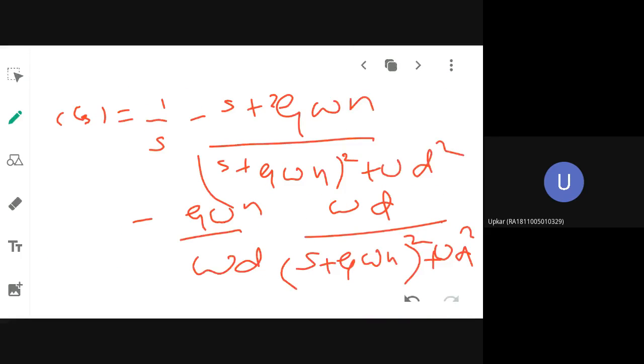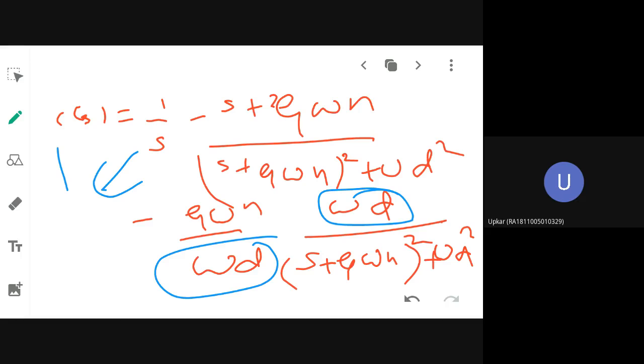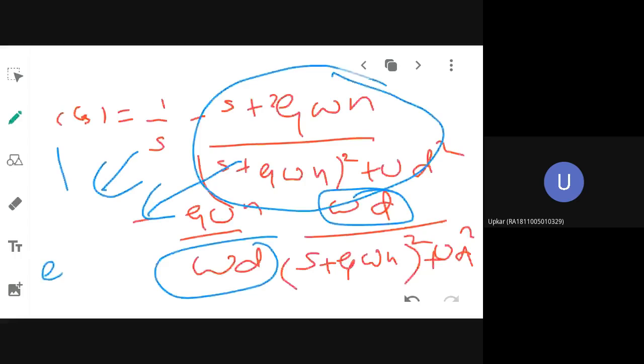Okay, so I have added that one only. I have divided and multiplied by the same term, that is omega d. So now it is easy for me to take the inverse Laplace transform. If I take the inverse Laplace transform, this will become 1. And if I take inverse Laplace for this, it will be e power minus zeta omega n t into cos omega d t. Okay, and what about the last term?